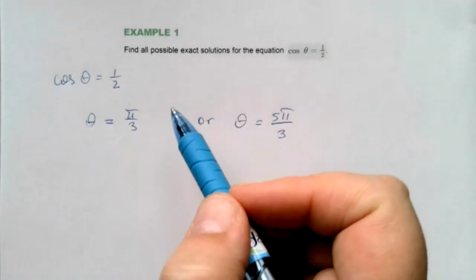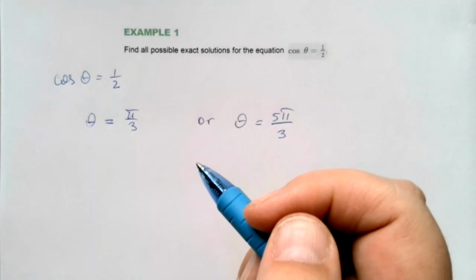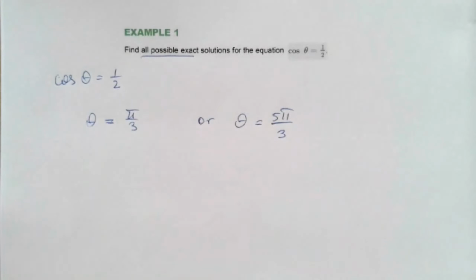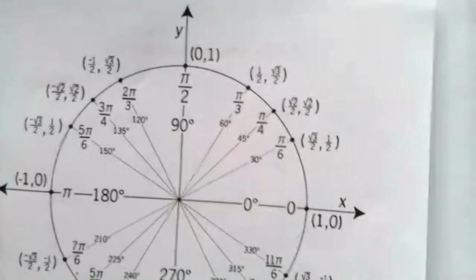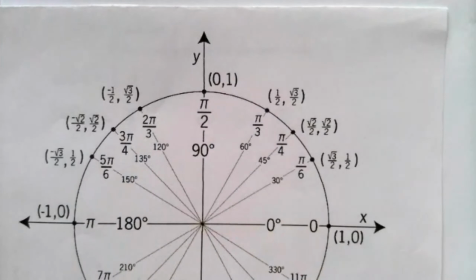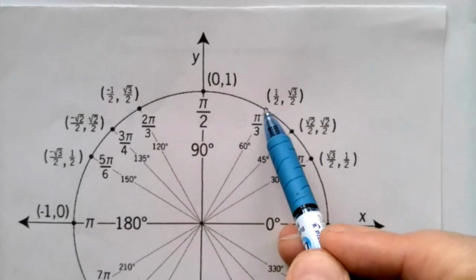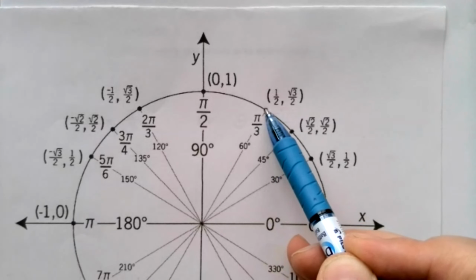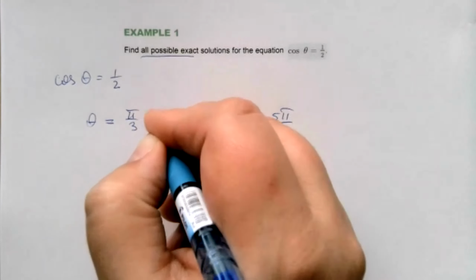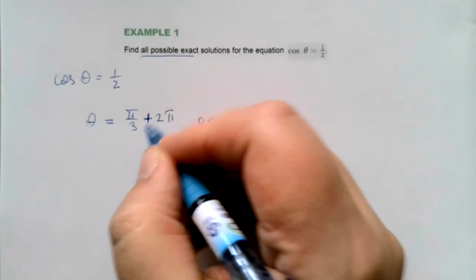But they didn't specify that we're only looking for the angles between 0 and 2 pi, right? It says find all possible exact solutions. So what does that mean? Well, that means this is just one of the possibilities. When we add 2 pi on top, we're still going to end up in the same place, and 2 pi on top again, we're still going to get the same cosine value. So we're going to add rounds of 2 pi on top of this angle.